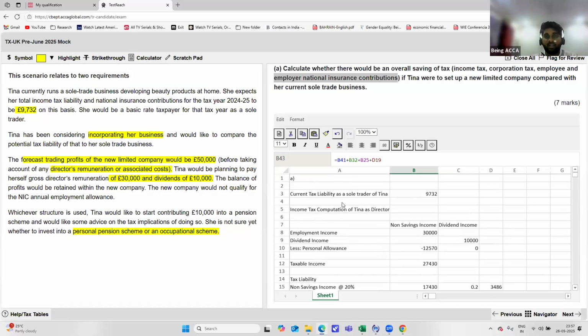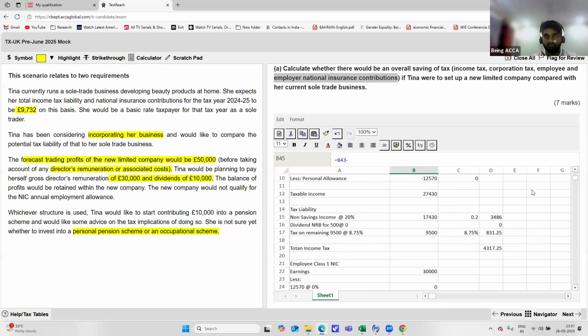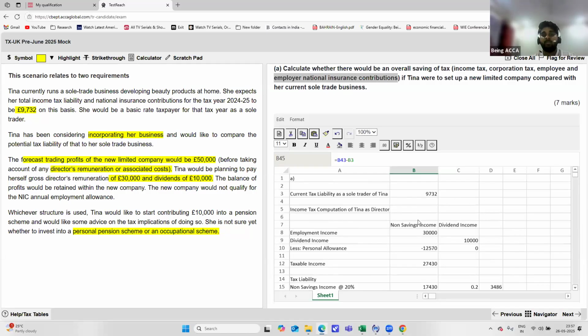But normally she's only paying 9732, which means the additional tax paid is equal to 11,847 minus 9732. This is how we do the calculations. So we can clearly identify that there's an additional tax being paid by her in the form of class 1 employer NICs and employee NICs, and also the corporation tax which is coming in. So it would be better for her not to incorporate her business and continue with the self-employment business in order to keep her taxes at a minimum level. This is how we do this part of the question.